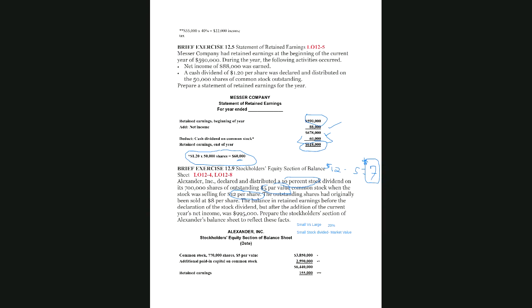Now what else are we told? This is a complicated problem. Sorry, the outstanding shares originally had been sold at, oh, I'm sorry, I said that wrong. So here, Alexander had distributed a 10% stock dividend on the 700,000 shares of par value stock. For the original sale, I'm sorry, it was the $7 additional paid-in capital. The outstanding shares had been sold at $8 per share. Wait a minute.